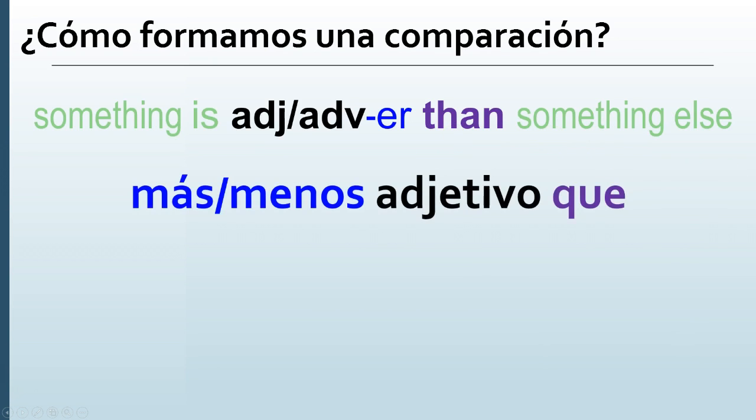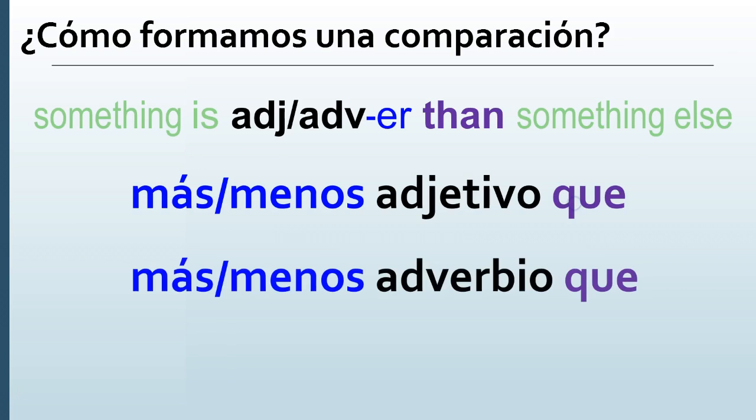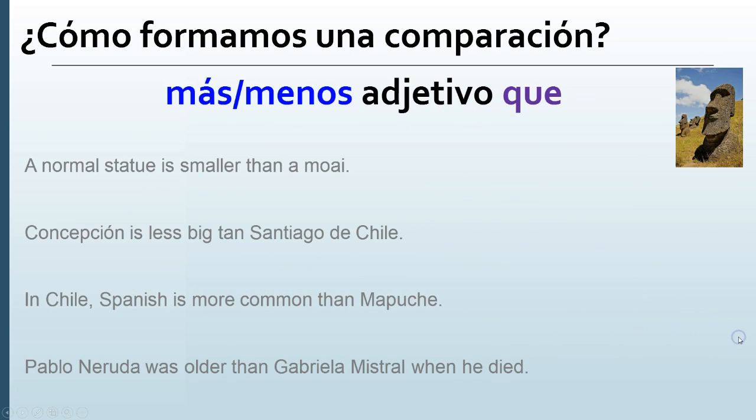In Spanish, it looks like this. So we've taken out the something is and something else and focused on the adjective, and than. So in English, when we add -er to an adjective or an adverb, in Spanish, we're either going to use más o menos, and then we're going to use the adjective, and then for than, we're going to use que. Now, if we have an adverb, it will be the same structure. Más o menos, adverbio, que. So let's practice with this structure.